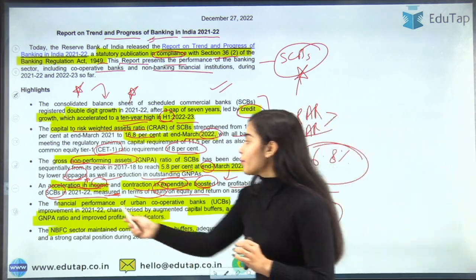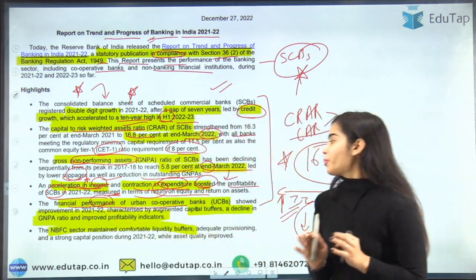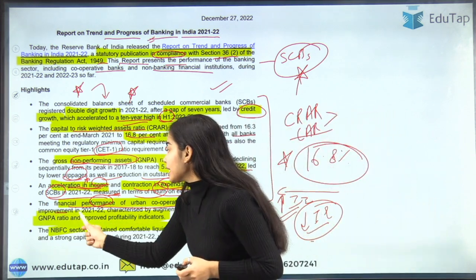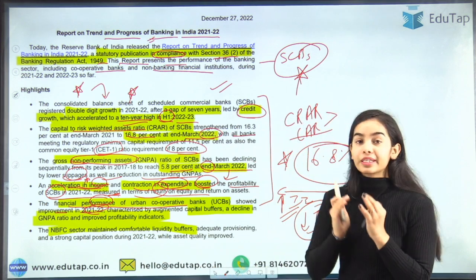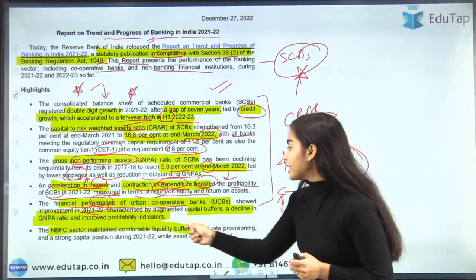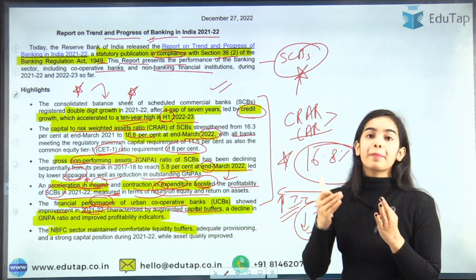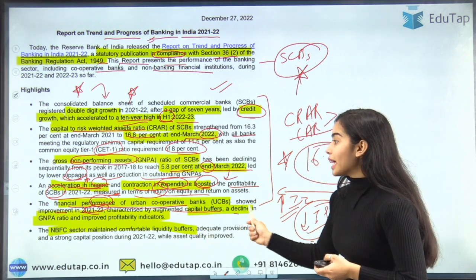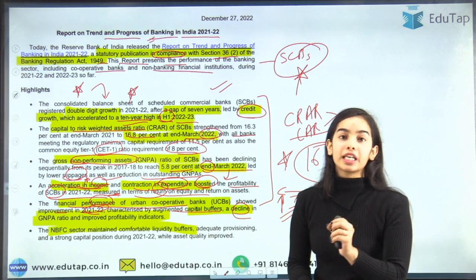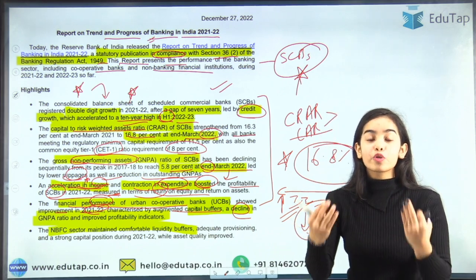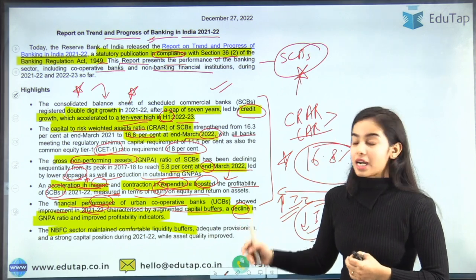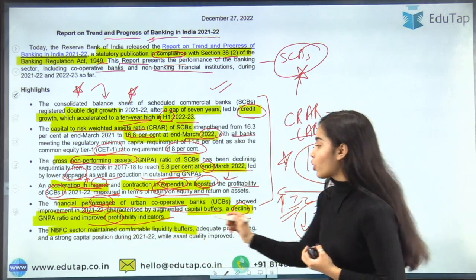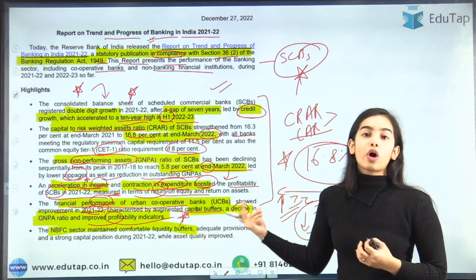Now coming to the financial performance of urban cooperative banks. The report has shown an improvement in 2021-22. This was characterized by augmented capital buffers, so good capital buffers were maintained by the urban cooperative banks also. A decline was seen in the GNPA ratio, that is, the asset quality is improving for the urban cooperative banks also, and improved profitability is also happening for them.